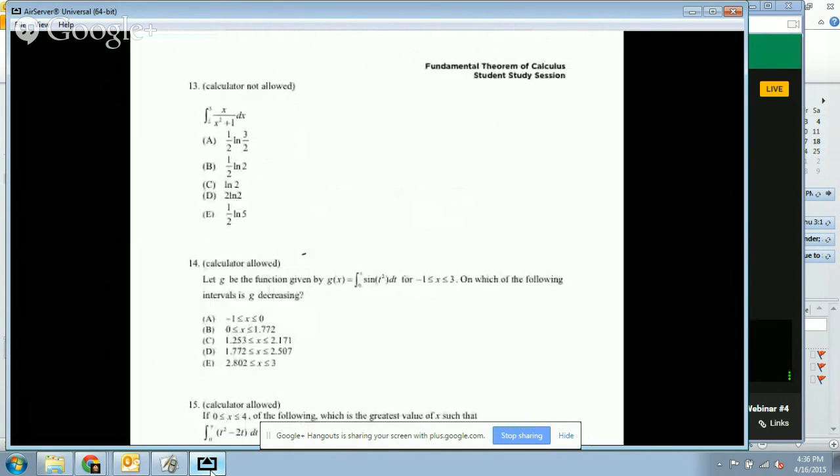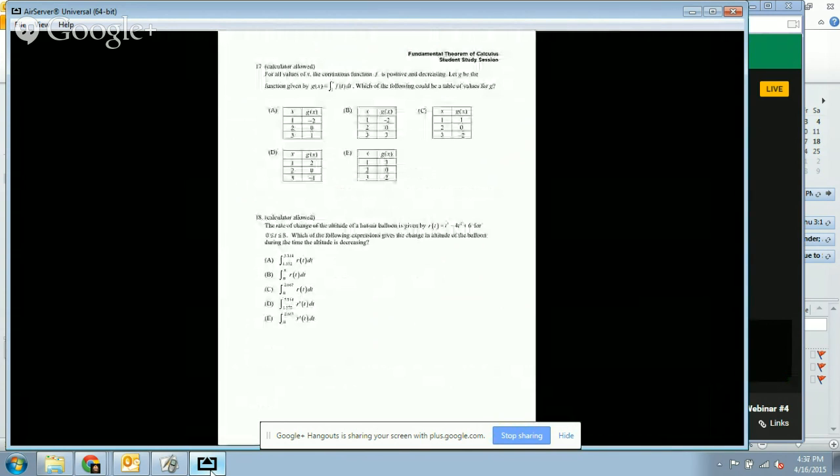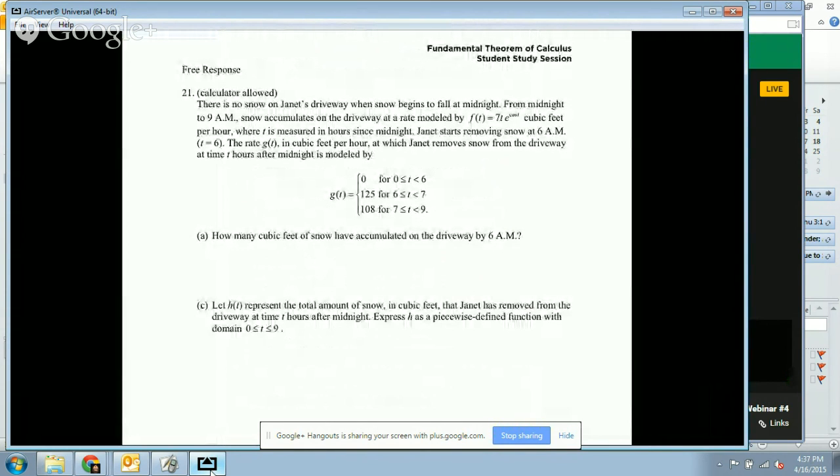So let's take a sneak peek over here at some of the free response questions. So taking a look at number 1. This is actually a pretty standard related, kind of like related rates, but you're dealing with a lot of the relationships between a function and its derivative and its antiderivative. So there is no snow on Janet's driveway when snow begins to fall at midnight.